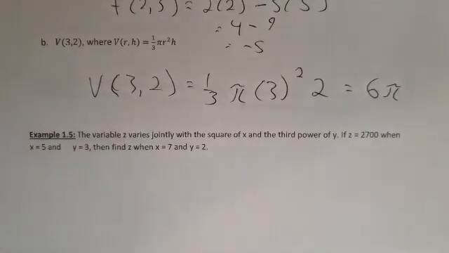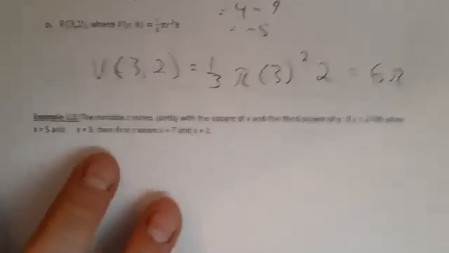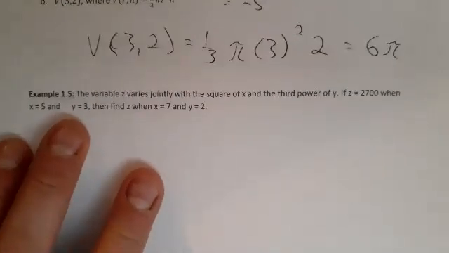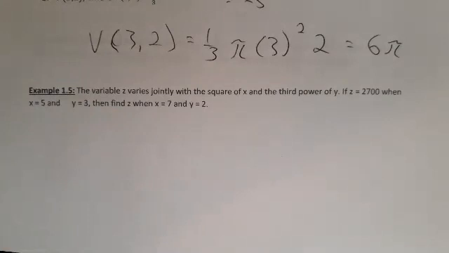If you printed out your notes last night, I don't believe this is on there. I threw this on there. I realized they have this in your homework, and it's a weird vocabulary thing that, to be honest, I'm not super familiar with myself. But they give it to you in your homework, and it's worth going over. The variable z varies jointly with the square of x and the third power of y. If z is 2700 when x is 5 and y is 3, then find z when x is 7 and y is 2.